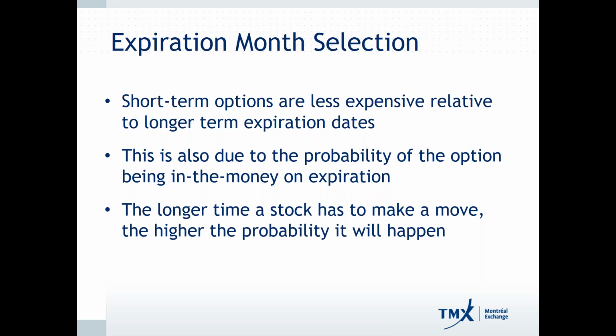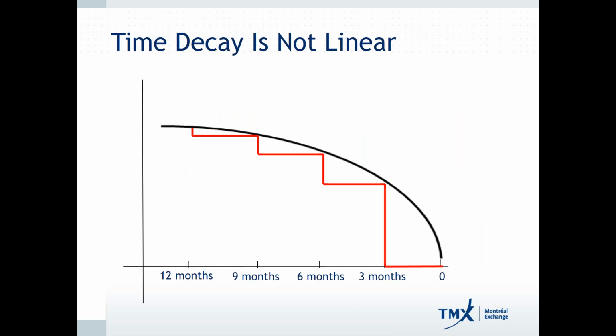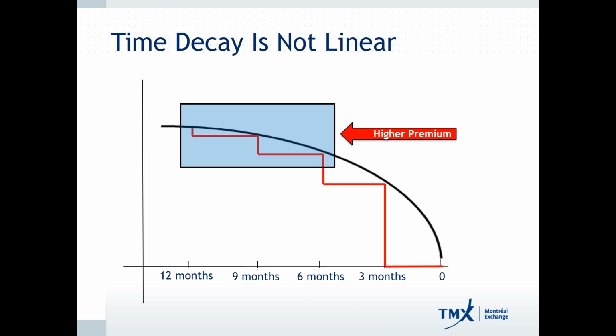Sometimes it's better to pay a little bit more money and have lots of time to be right versus taking a very short opportunity and trading accordingly. So the longer the time a stock has to move, the higher the probability it will happen. So you can see here, time decay is not linear. You can see that when you buy a certain amount of option premium, the longer term options decay at a much slower rate of change.